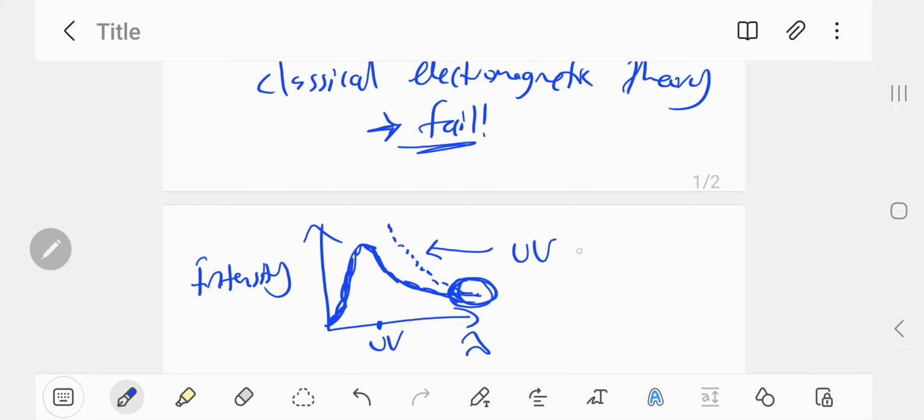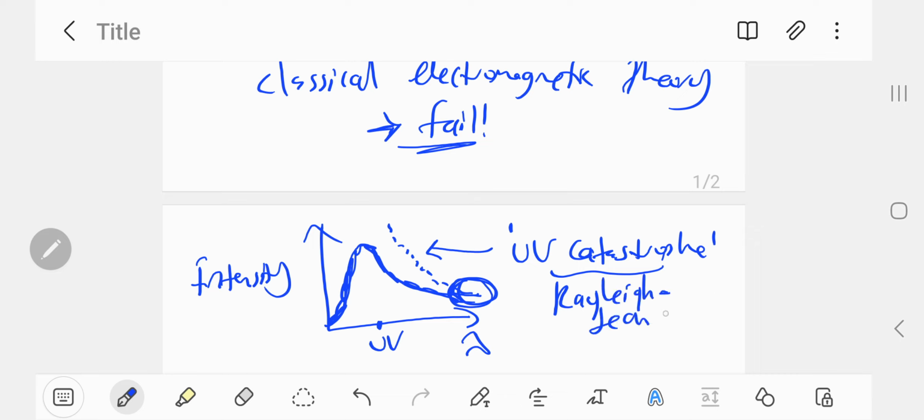And this is known as the ultraviolet catastrophe, the UV catastrophe. And this came from the Rayleigh-Jeans law. Two British physicists came up with a law known as the Rayleigh-Jeans law. They used classical physics, classical electromagnetic theory, and they found that it failed at high energies, but it agreed at low energies.